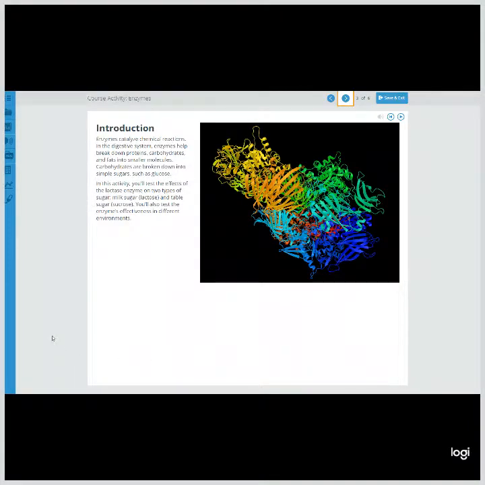Introduction. Enzymes are catalysts for chemical reactions. In the digestive system, enzymes help break down proteins, carbohydrates, and fats into smaller molecules. Carbohydrates are broken down into simple sugars such as glucose. In this activity, you'll test the effects of lactase enzymes on two types of sugar: milk sugar, lactose, and table sugar, sucrose. Also, you'll test the enzyme's effectiveness in different environments.